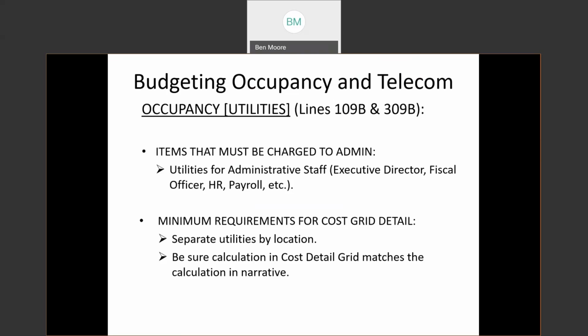The minimum requirements for the cost grid detail are that you need to separate the utilities by location, similar to the rent for those facilities. And you also need to be sure that the calculation in the cost detail grid matches the calculation in the narrative, very similar to rent. So any of the calculations that you put in the narrative that explain how you got the costs or how you're getting the monthly amount need to be very clear and need to match the cost detail grid.